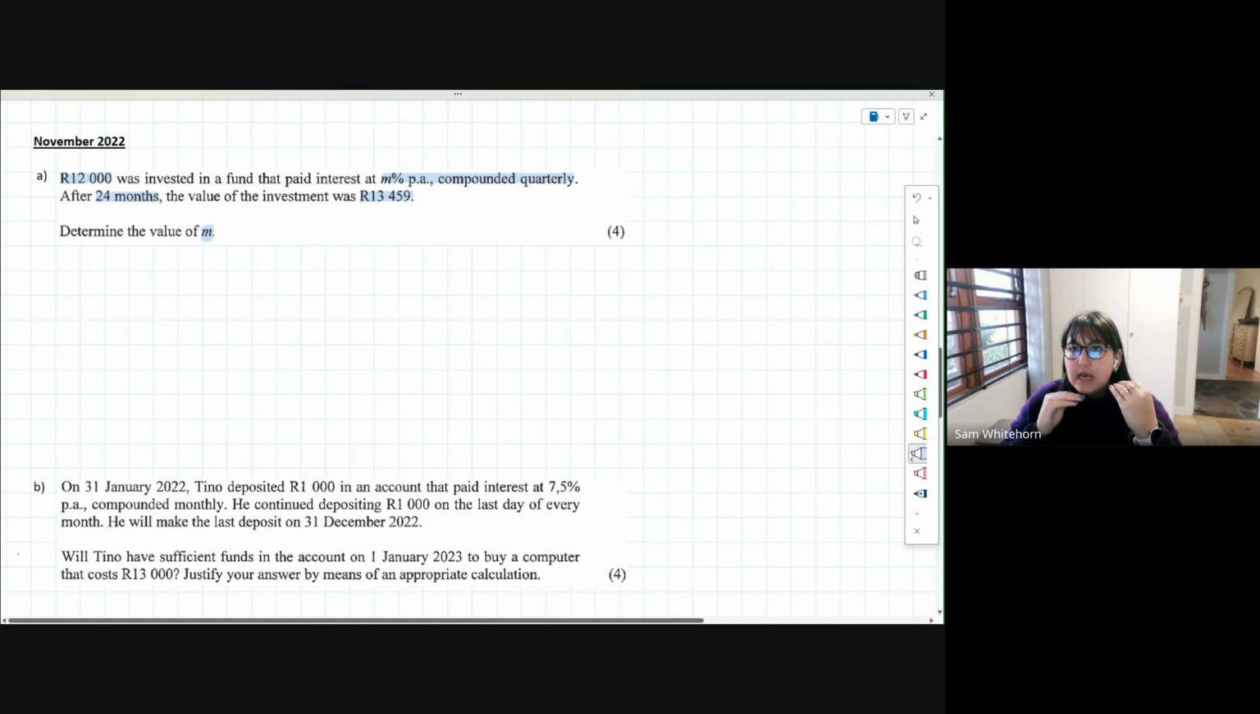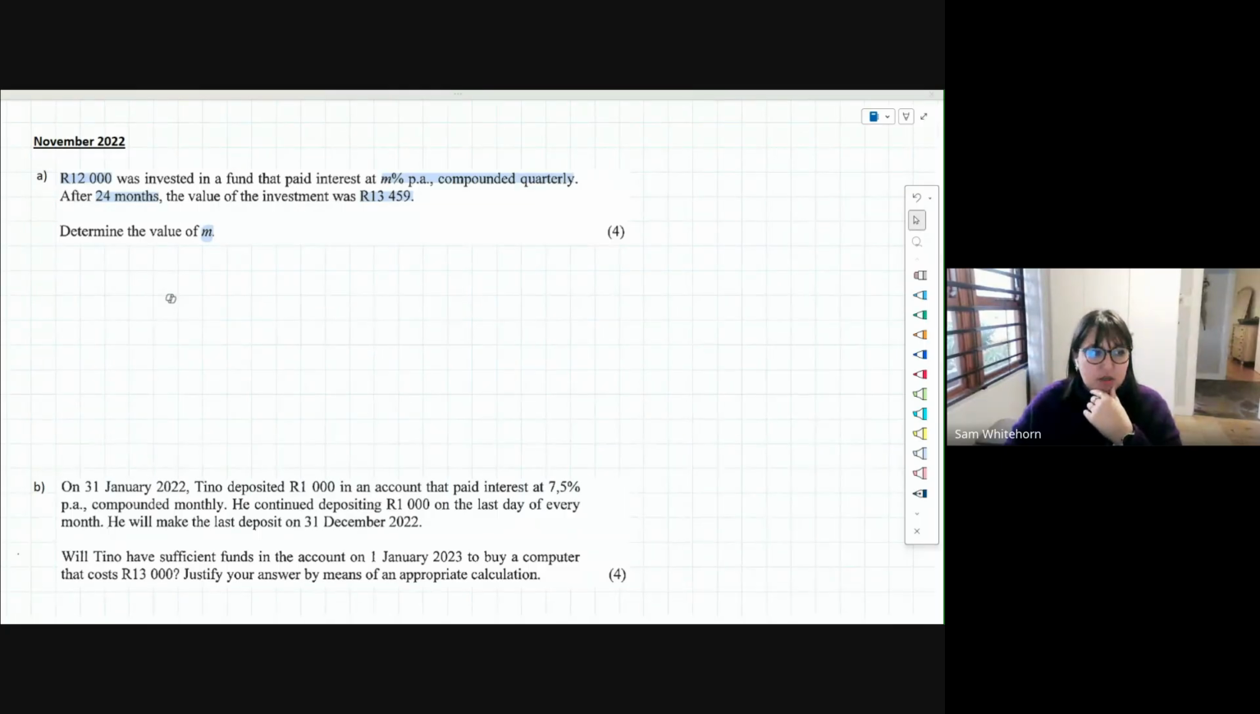So this is a four-marker. I'm going to give you 4 minutes. I want you to try and find the value of M for me. Remember, ask questions if you're not sure. Put your answers in the chat so that I can check, so that you can help each other out. But let's try to find M.